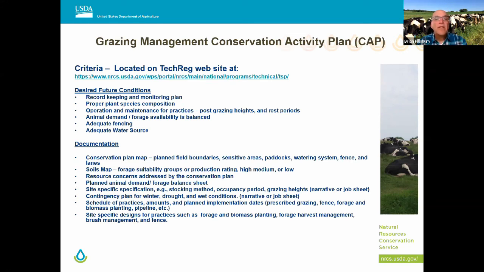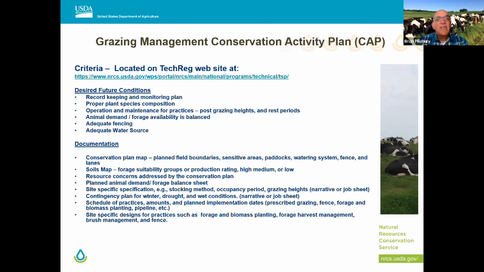What mixture of plants do you recommend? What mixture of plants will be planted? And you want to know what the animal demand and forage availability is. Is that going to be balanced? In other words, we're going to be doing an animal demand forage availability balance sheet that Matt's going to go over to make sure you have the proper carrying capacity on that pasture as well.